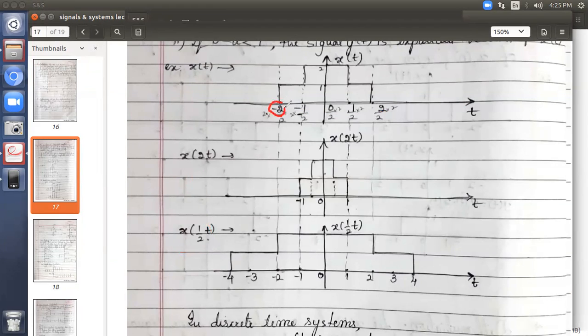This is your original times, -2, -1, 0, 1, 2. Original time values. In case of compression, we divided each time value by 2. Here we should do it in reverse. That is, each time value should be multiplied by 2. Actually, it is divided by that value only, half, divided by 1 by 2, which will go to the numerator and becomes 2. I hope you understood this point. What you have to do?